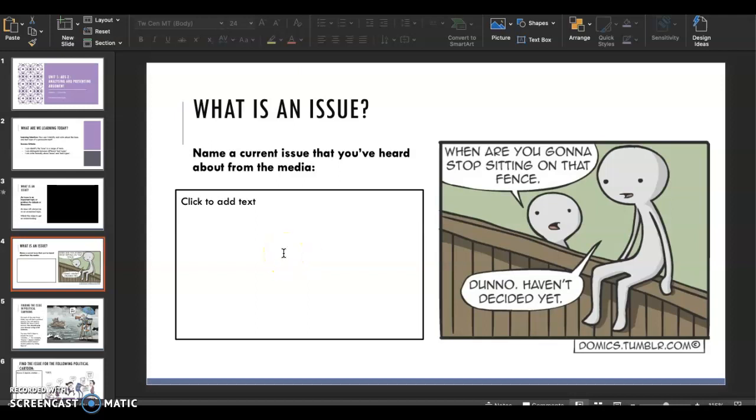I have a friend of mine who's a journalist that you met at the start of the year. He's had some articles out. I'm going to put some of those up throughout this unit as well for your reference.